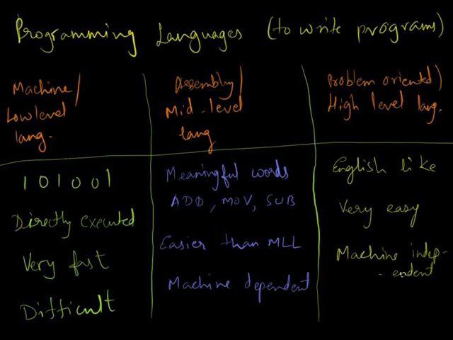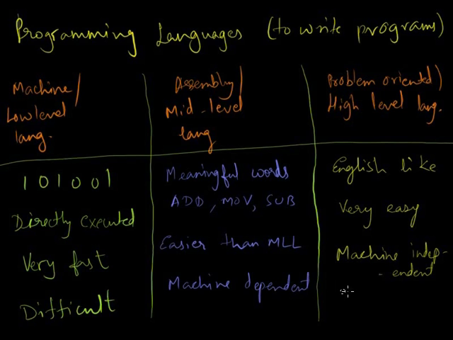Machine independent. Why? Because of the feature called compilation, which we looked at before. Because these high-level languages are translated to the low-level language, we can have a translator which translates one high-level language to the machine-level language of the Intel processor. We can have another compiler or translator which translates the same high level language to the low level language of another processor, for example AMD.